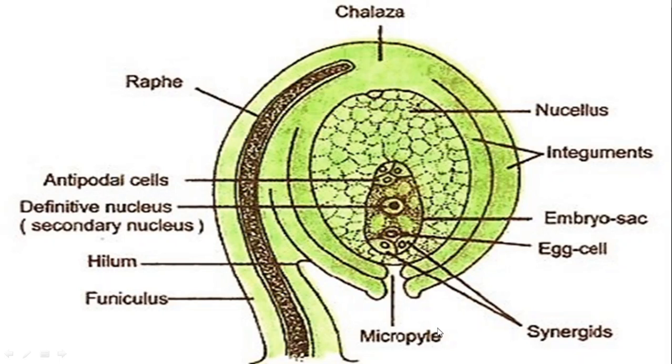So for germination, water, light and oxygen are required. Through this pore, all the requirements enter inside the ovule, and the embryo gets all the necessary requirements. Okay.